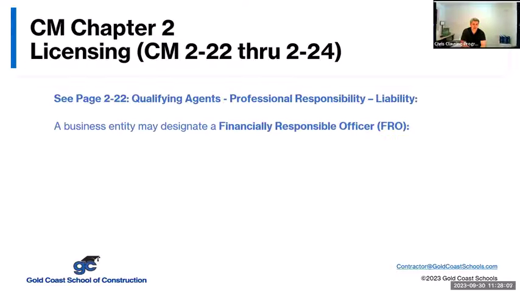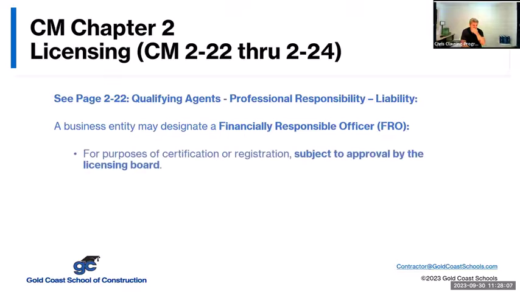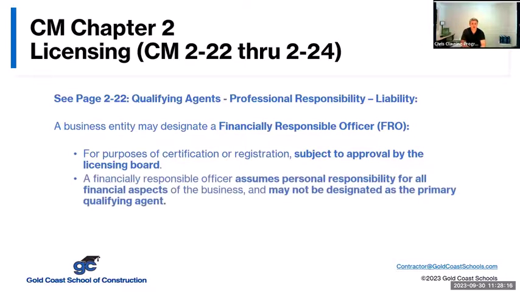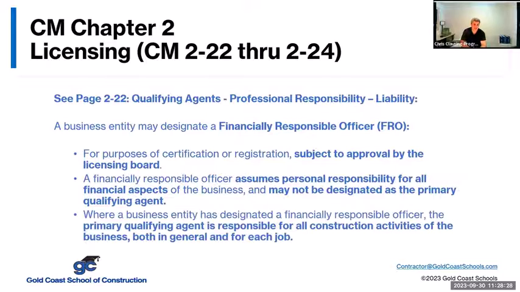So a business entity may designate a financial responsible officer. So let's kind of understand what they do. For purposes of certification or registration, this is subject to approval by the licensing board. So they would fill out an application essentially to be the FRO. The FRO is going to assume personal responsibility for all the financial aspects of the business, and they cannot be the primary qualifying agent. So they have to be separated out. And then where a business entity is designated an FRO, the primary qualifying agent is responsible for all construction activities of the business still.